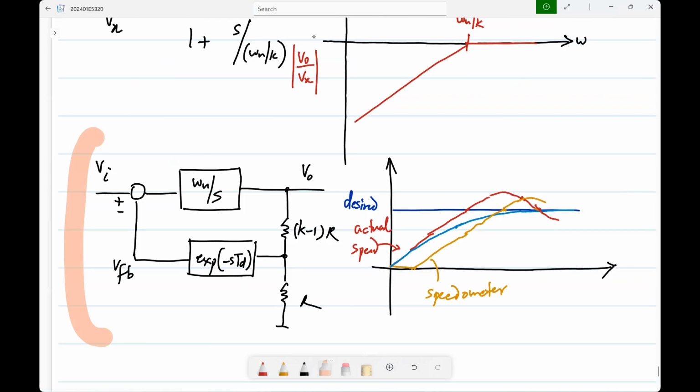So overshoot is not something you would want. So now what is it? We don't want to overshoot. There is a lot of overshoot. So what should I do to the system to reduce the overshoot in this?